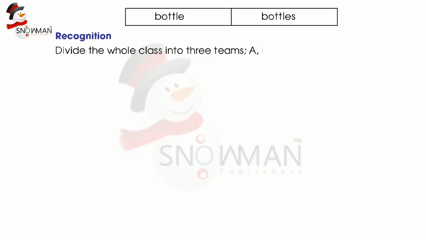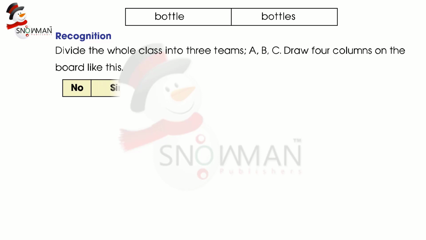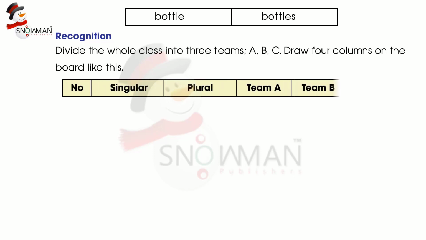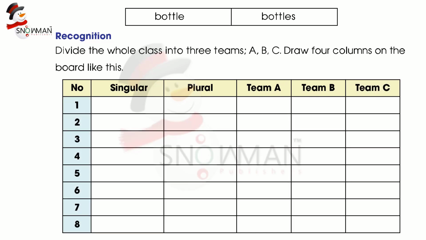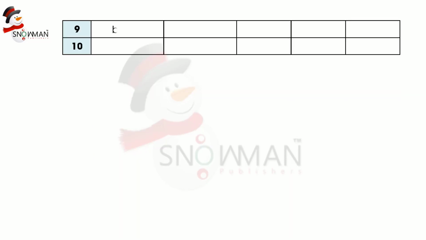Recognition. Divide the whole class into 3 teams: A, B, C. Draw 4 columns on the board like this: Singular, plural, Team A, Team B, Team C. In the column of singular, write boy, girl, pen, pencil, chair, book, chalk, bag, board, fan.